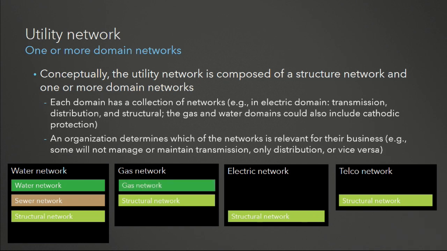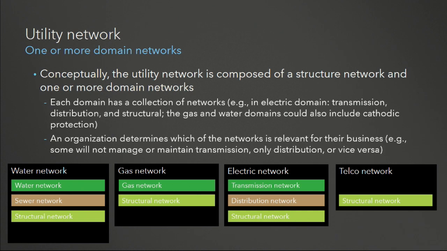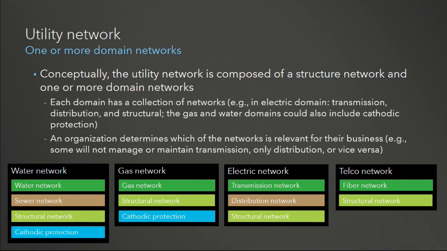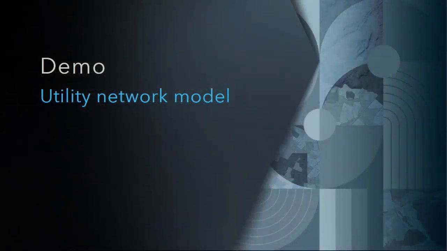Gas company, okay, gas distribution, maybe they have a gas network inside there. Electric company, maybe they have a transmission network and separate the distribution network from that. Telco network, well, they have the structural network, but they also have their fiber network, okay? You can slice and dice it however you want. All these different types of networks can have other domain networks. And also, inside pressurized networks or buried pipe networks, such as water and gas, you may want to have a cathodic protection network, okay? So these are just little example ways of how you can configure your system.